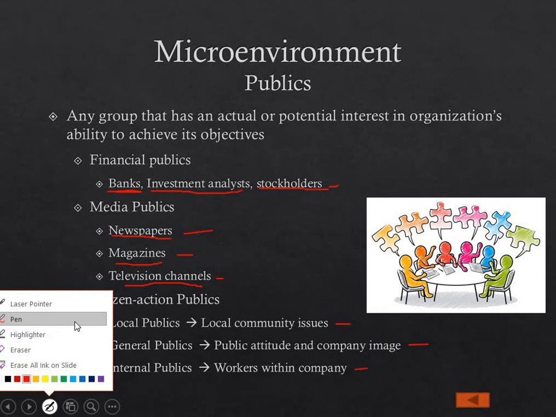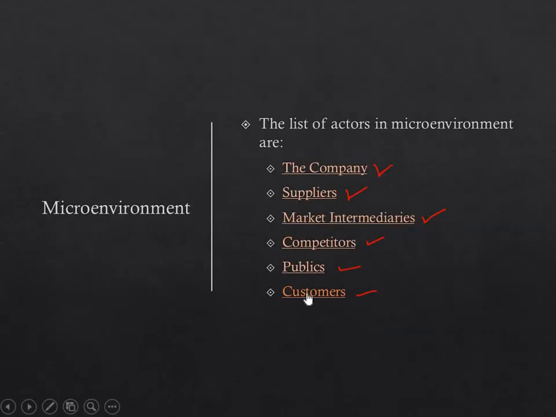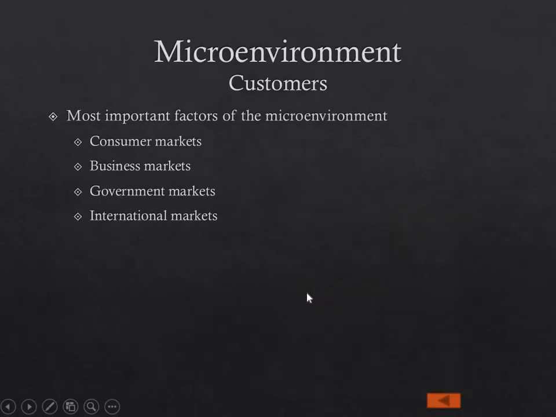Moving onwards, the fifth one is the customers. Obviously, whatever you're doing over here is for the customers, because it's the end customers, the consumers, the customers who are going to give you the real money back, right? So it is the consumer markets, the business markets, the government markets, international markets, any sort of market that you have, any type of targeted market that you have, they are the ones who are going to give you the money back.